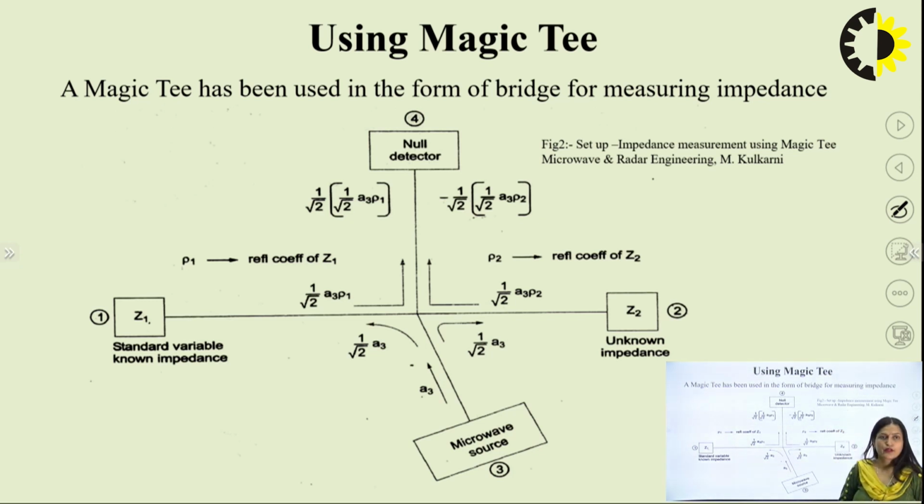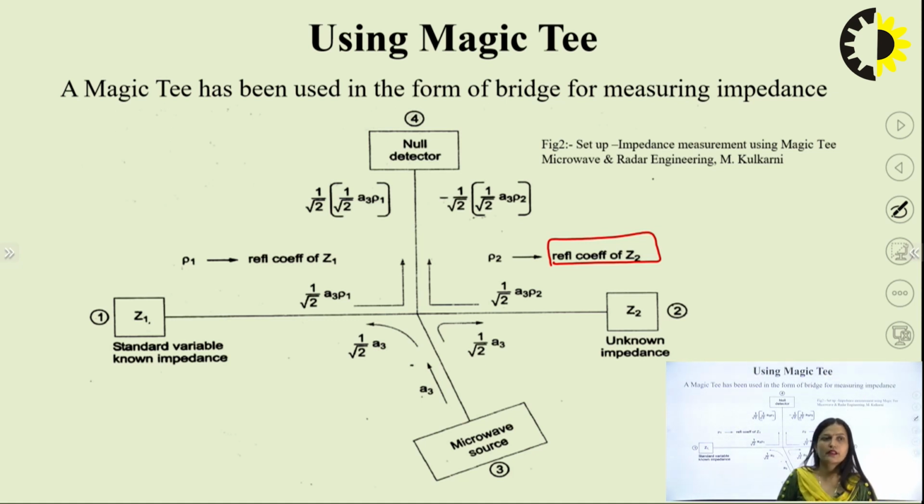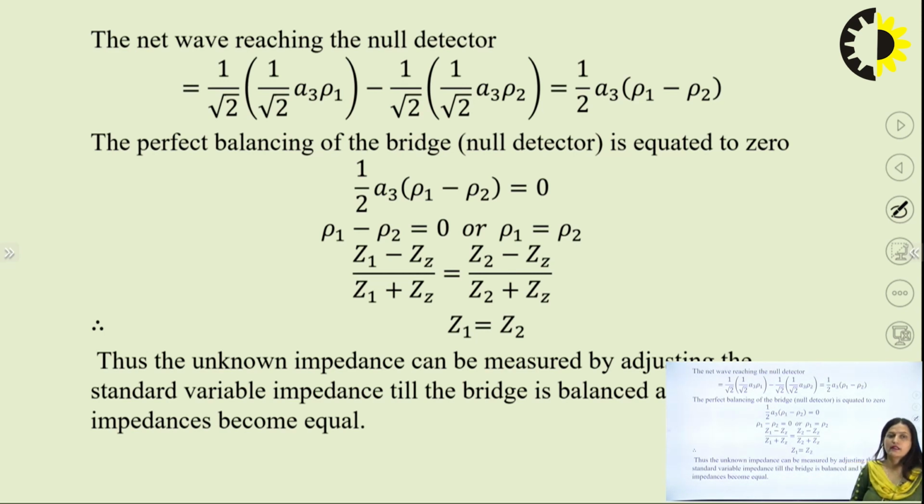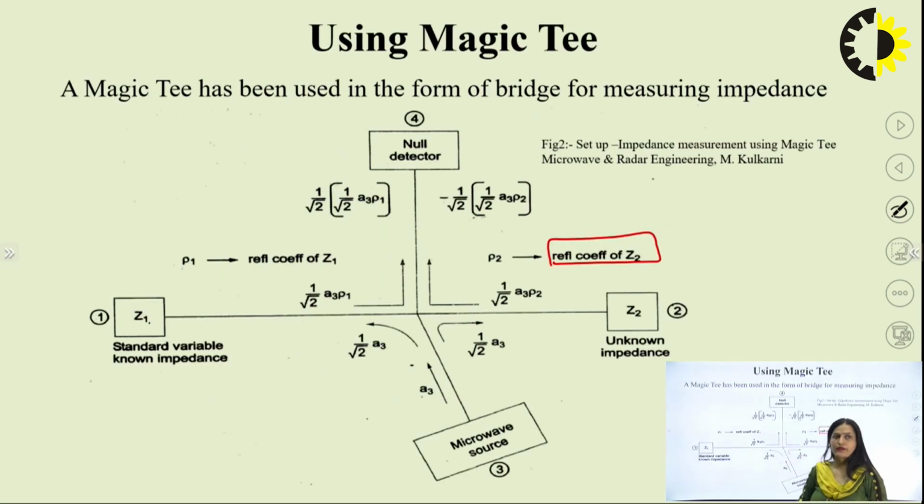As per the property of the magic T, these are the powers at port 1 by root 2 A3, and at port 2, rho 2, that is the reflection coefficient of Z2. In this way all the reflection coefficients are written, and from them the signals traveling at the particular ports are given. So what is the net input to the null detector from port 1 and port 2? These two signals reach it: one from the unknown impedance and one from the standard variable known impedance. We want the null detector to read 0.